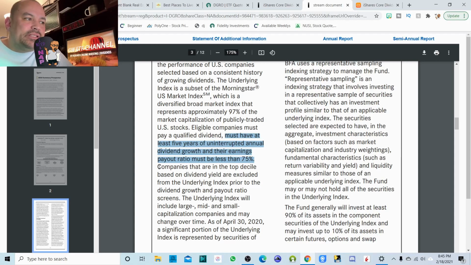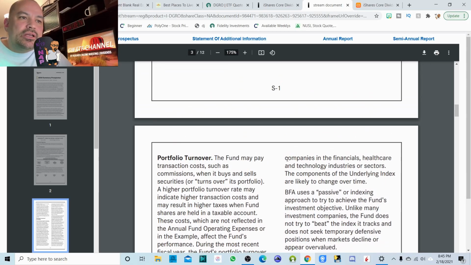Companies that are in the top decile based on dividend yield are excluded from the underlying index prior to the dividend growth and payout ratio screens. So they're not looking for the highest dividend yield. They're looking for quality dividend yield and quality dividend growth. Okay, the underlying index will include large, mid, and small cap companies and may change over time. As of April 30th, 2020, a significant portion of the underlying index is represented by securities of companies in the financials, healthcare, and technology industries or sectors. The components of the underlying index are likely to change over time.